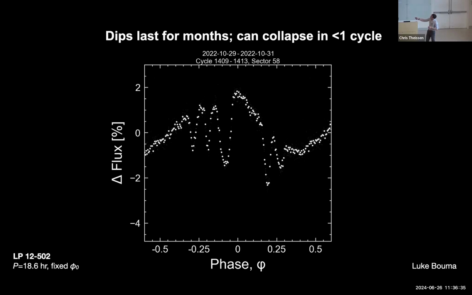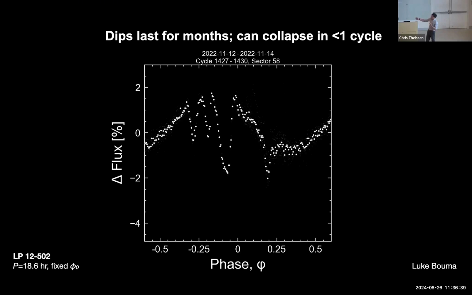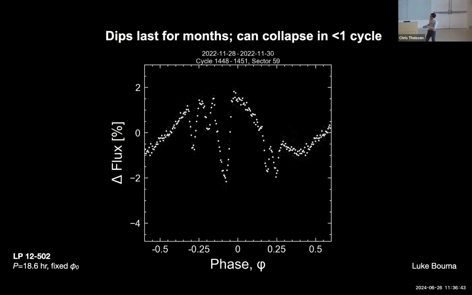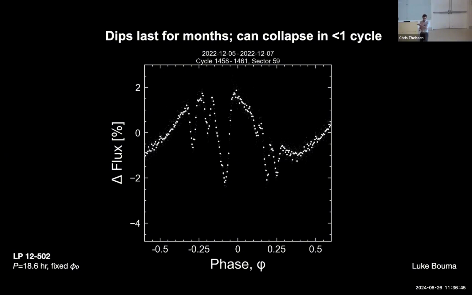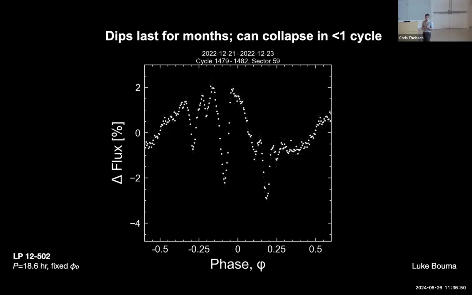These 3 on the left-hand side stick around for quite a while. There was actually a big jump there, a data gap, but they were persistent. These ones are evolving a little bit more. The upshot of staring at lots of movies like this is that the dips tend to last for months. However, sometimes they can collapse in less than 1 cycle. Often, though not always, those collapse events seem to be associated with stellar flaring.